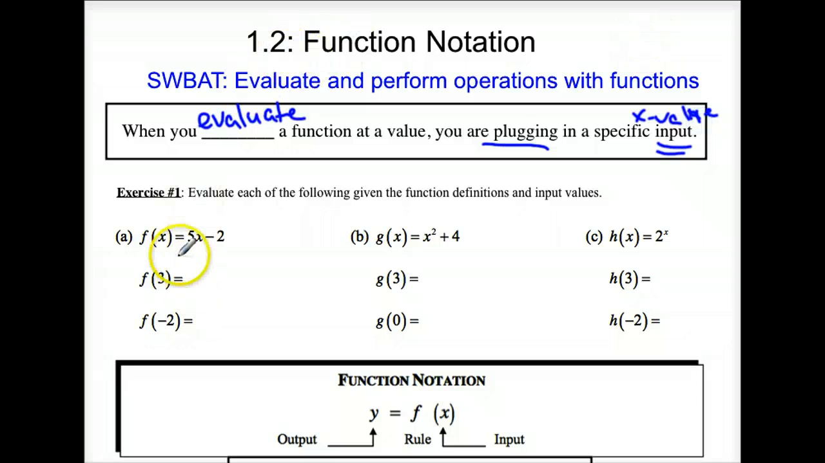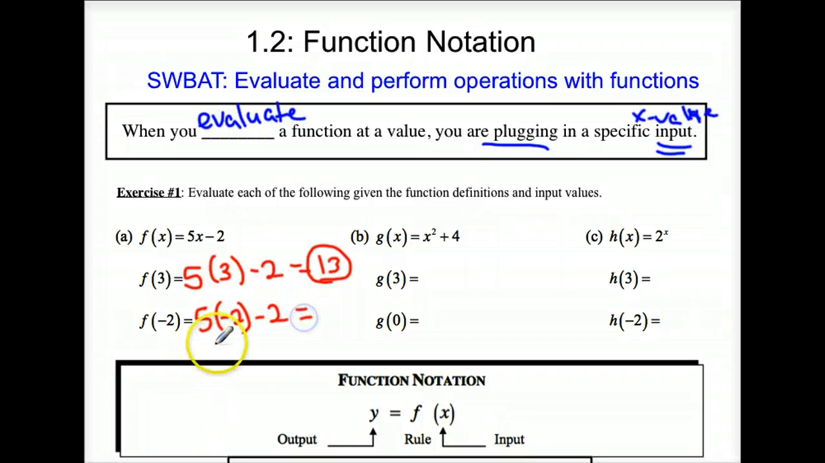First example, it says, given the function f of x equals 5x minus 2, I want to evaluate each of these. For f of 3, remember, wherever I see x, I'm going to replace it with 3. 5 times 3 is 15 minus 2 is 13, and that's it. f of 3 is equal to 13. What about f of negative 2? Same goes. Using my f function, I'm going to replace x with negative 2. 5 times negative 2 is negative 10, minus 2 is negative 12.